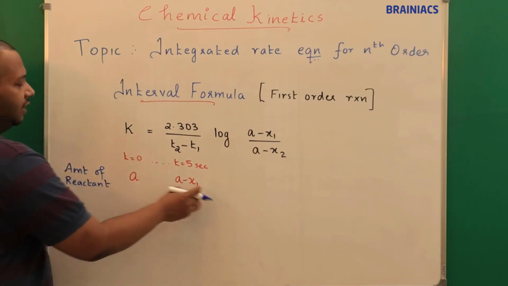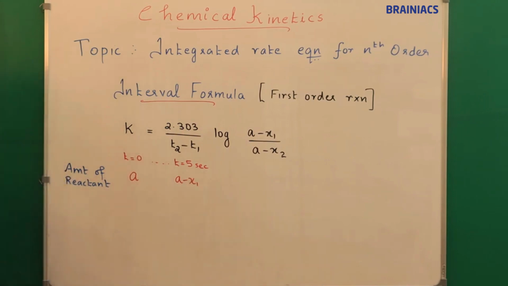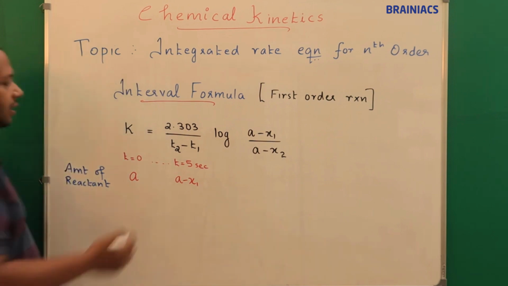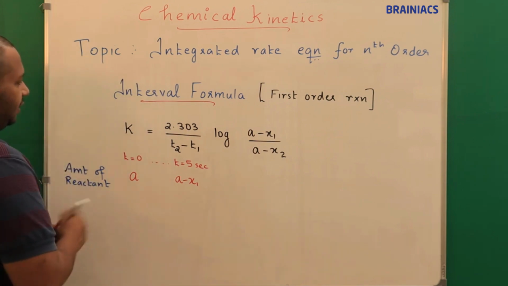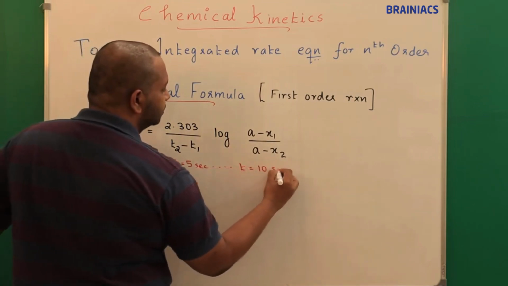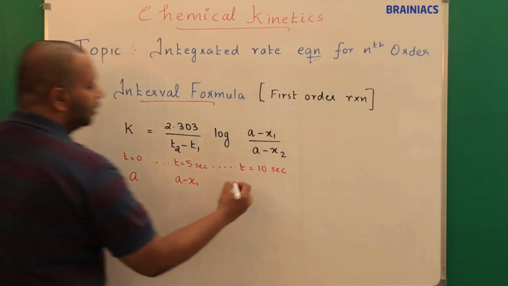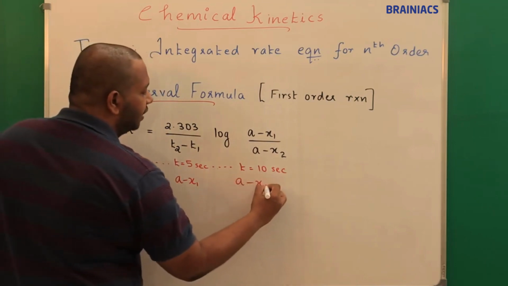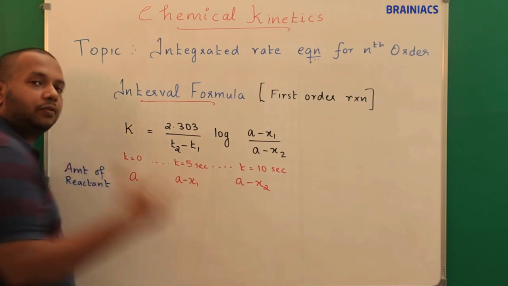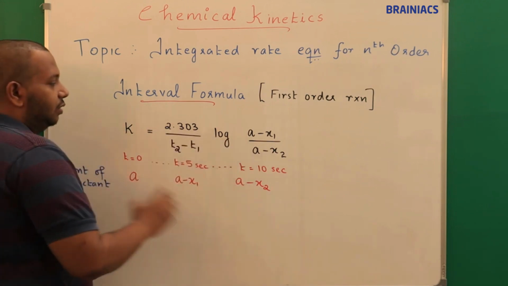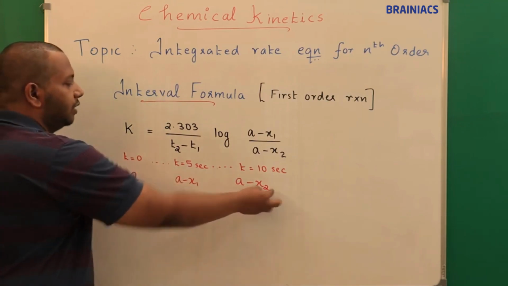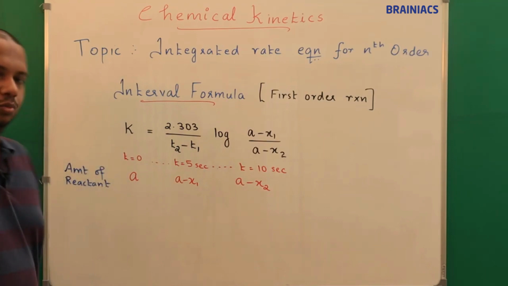A has decreased and it has become A minus x1. So let us assume x1 is the amount of products formed, correct? Okay. Now after another 5 seconds, let's say at t is equal to 10 seconds, I can say what is remaining is A minus x2. That means x2 will be what? The amount of product formed after 10 seconds. So what is the amount of reactant that is remaining? Initial minus the product x2, so that is A minus x2.